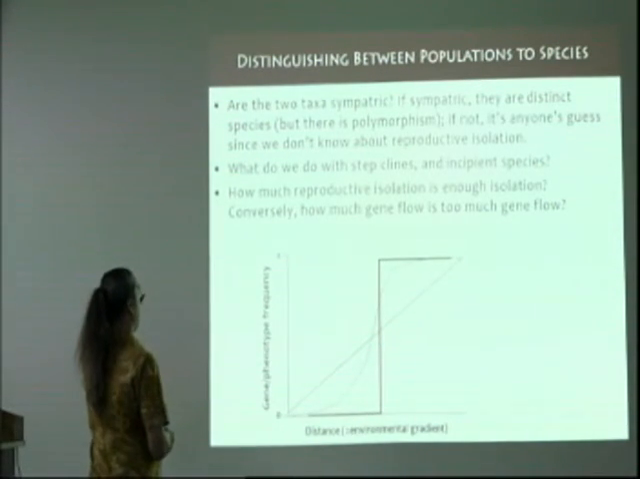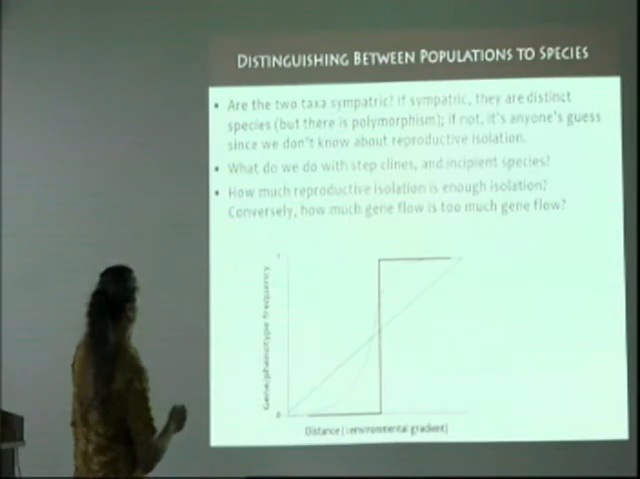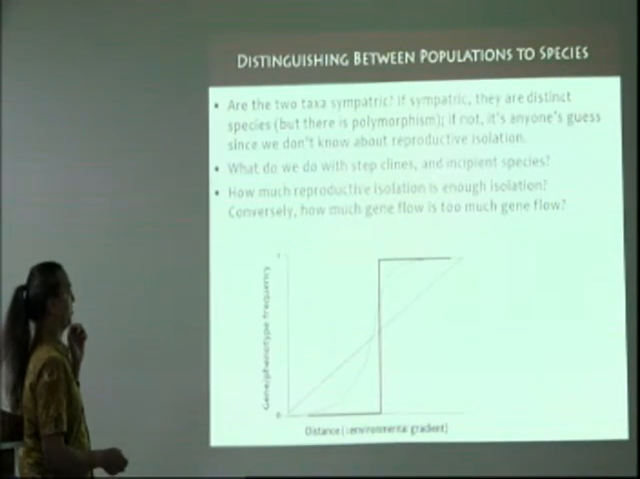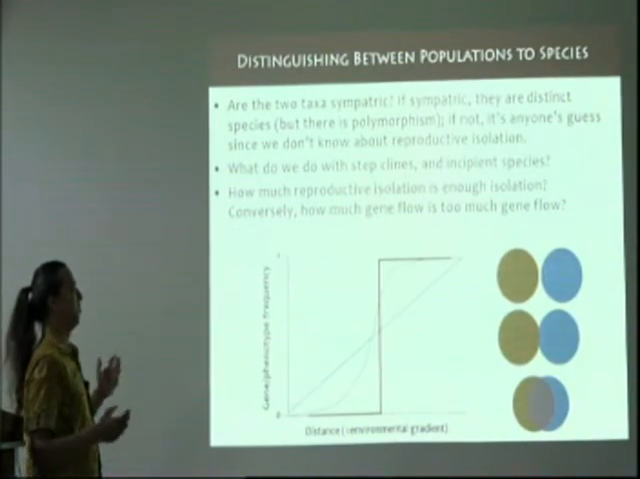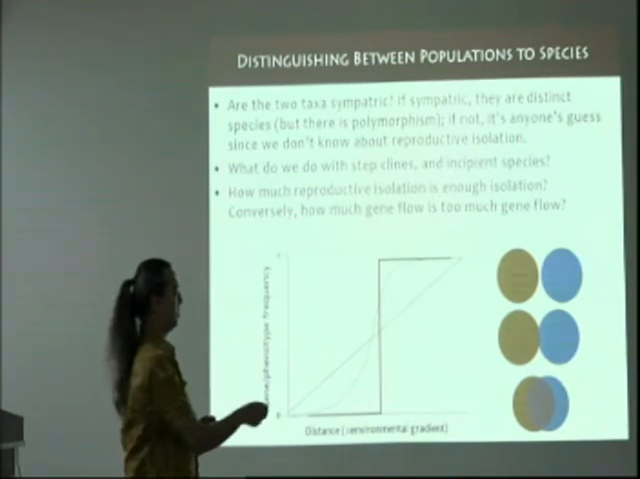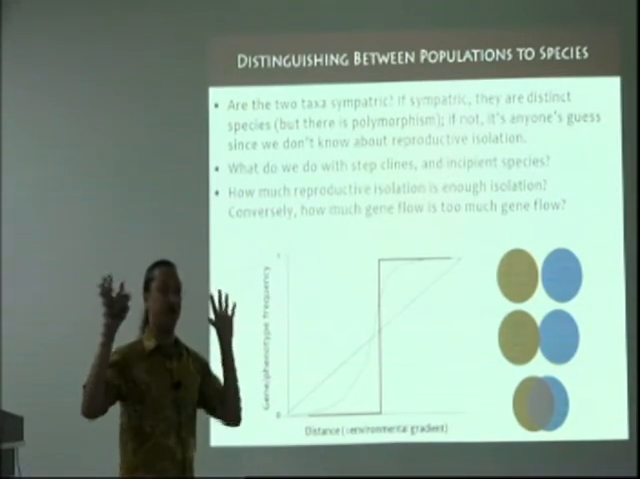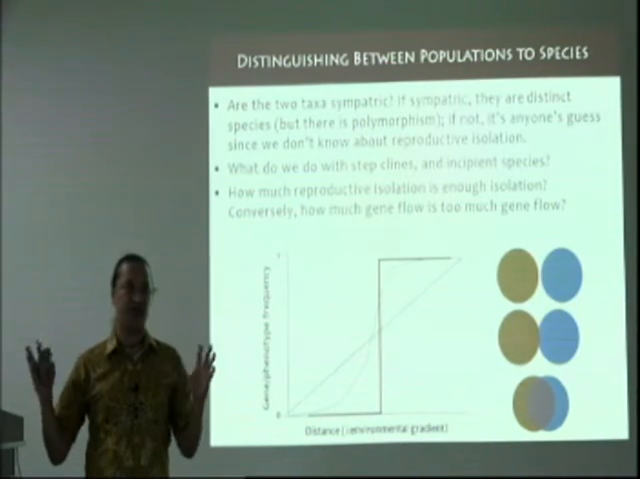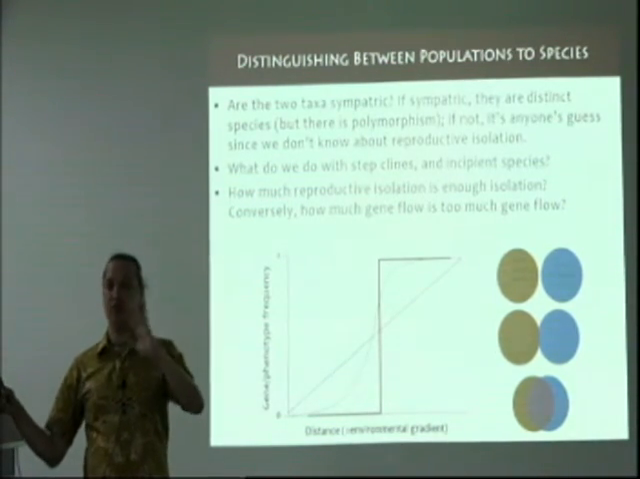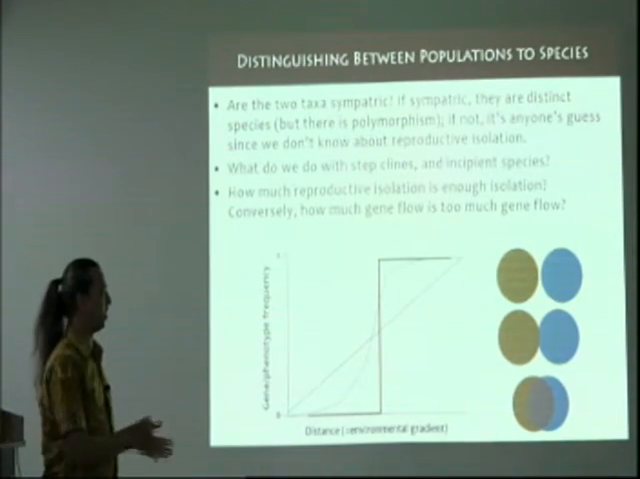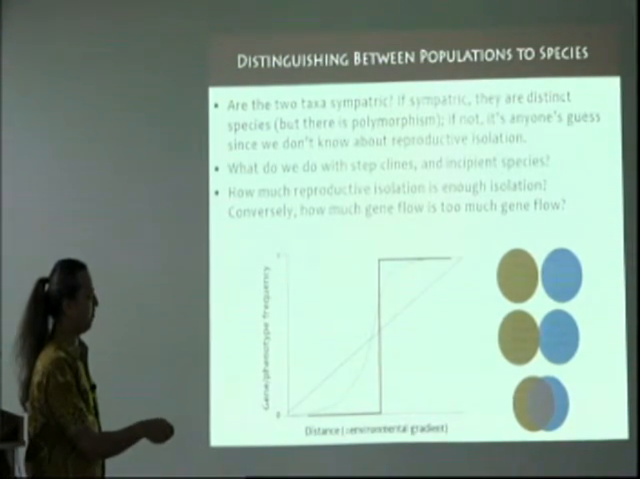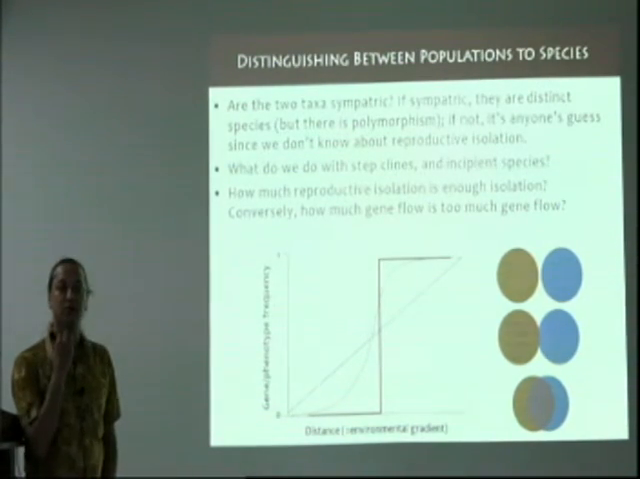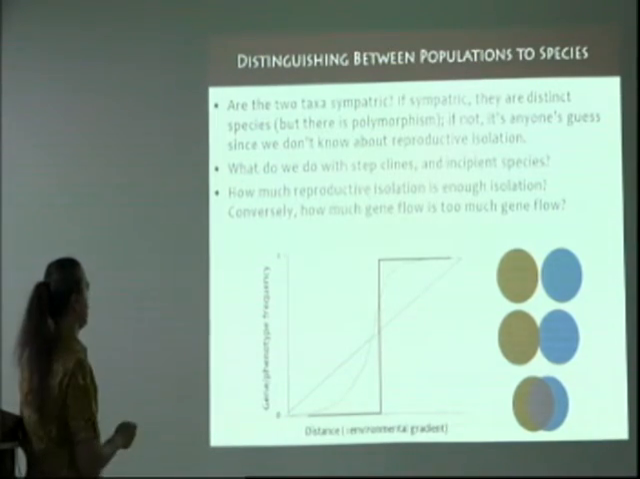The nth problem that I am going to bring up is how much reproductive isolation is enough isolation, how much gene flow is too much gene flow. So if you have two populations which are completely distinct, have no hybridization, no gene flow, you will say sure, they are distinctive, whether you call them species or subspecies doesn't matter. If they have some genetic exchange versus a lot, now where do you draw a line? Okay.